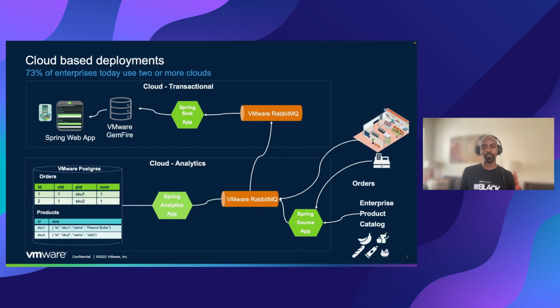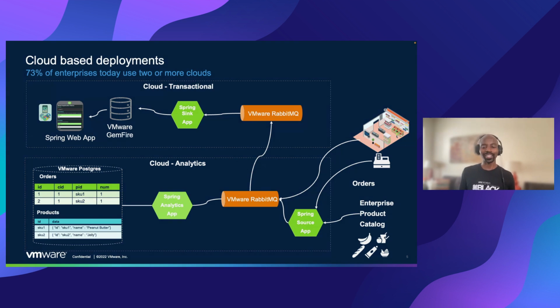The architecture for this application looks something like this. We're utilizing VMware data products running across multiple clouds. Each application is developed using Spring. We have tested the solution across two clouds. There's the analytical cloud at the bottom and a transactional cloud at the top. The web application in the transactional cloud is where we visualize the customer's favorite products and the real-time promotion recommendations.